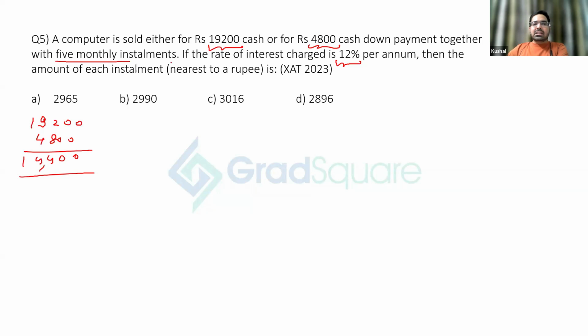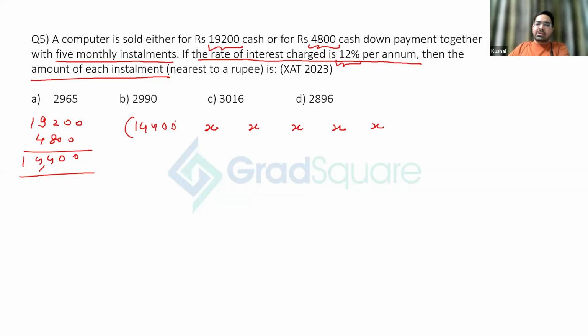Together with 5 monthly installments, if the rate of interest charged is 12% per annum, then the amount of each installment will be what? Now understand this thing. 14,400 is the present money. X is the installment paid at the end of the first month. Another X at the end of the second month, third month, fourth month, and at the end of the fifth month. This is what we are looking at, correct?